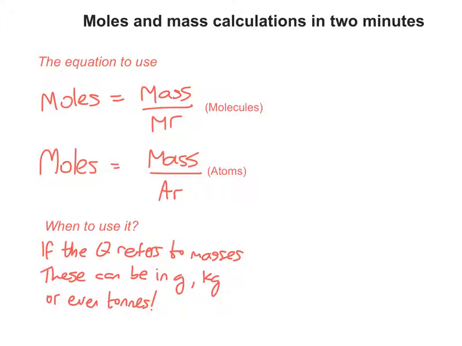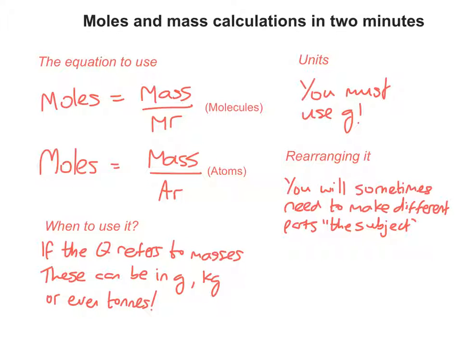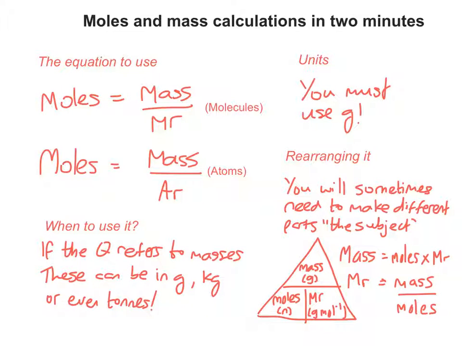And they can be in grams, kilograms, or in some A2 questions, even tons. But the unit you must use if you're doing this is grams. So depending on the question, you'll sometimes need to make different parts of that equation the subject. And you can use a triangle to help you with this. But don't forget, you've got to make sure you're using the correct units.